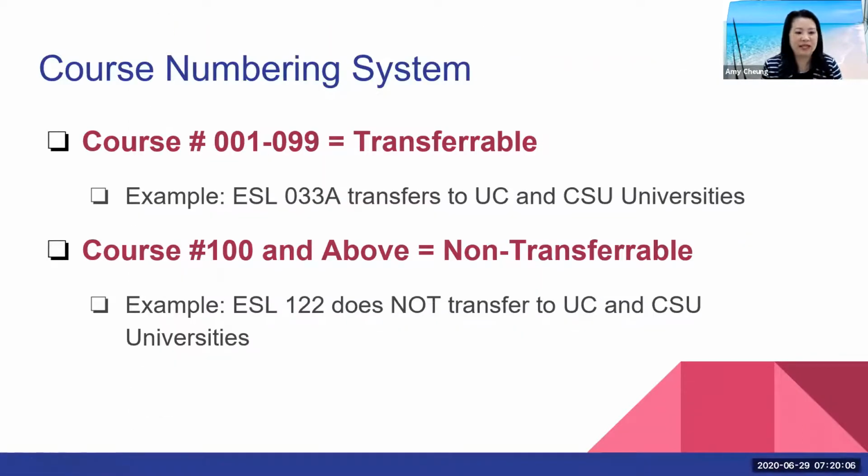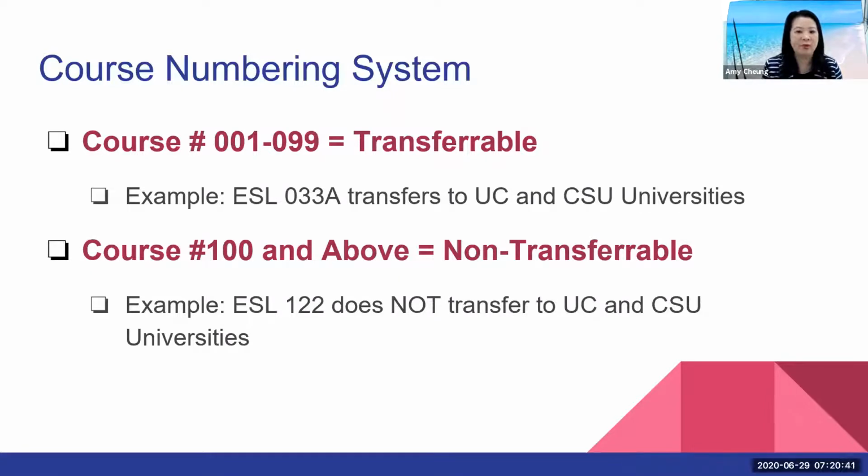So at PCC, we have courses, and each has what we call a course number. When you look at a course, you should be able to tell whether it's going to count by the university or not, and whether it's going to count towards the Associate Degree of Arts or not. The way you can tell is by looking at the number. If the number is between 001 and 099, that means that particular course is going to count by the university. It's transferable.